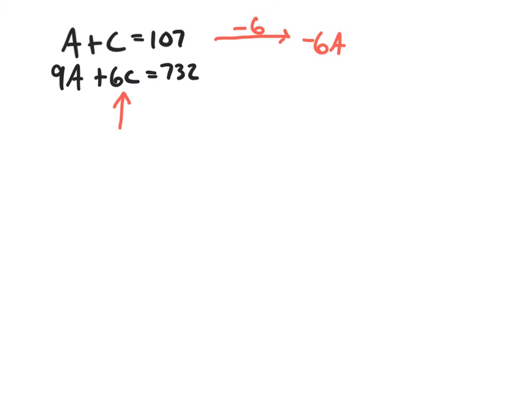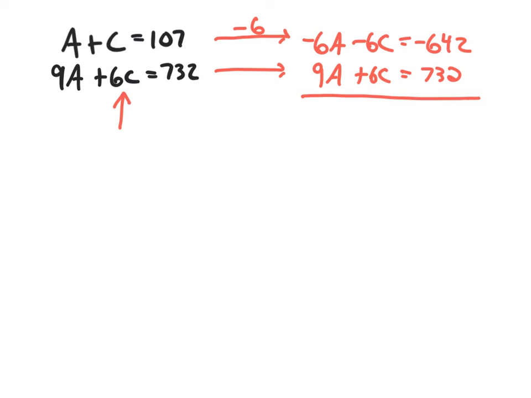So that's negative 6a minus 6c equals negative 6 times 107. That's negative 642. I'm going to copy the second equation over. 9a plus 6c equals 732. And I can go ahead and add those two equations now. Negative 6a plus 9a, that's 3a. Negative 6c plus 6c cancels, equals negative 642 plus 732, that's 90. I can solve for a by dividing both sides of the equation by 3, and I get a equals 30.